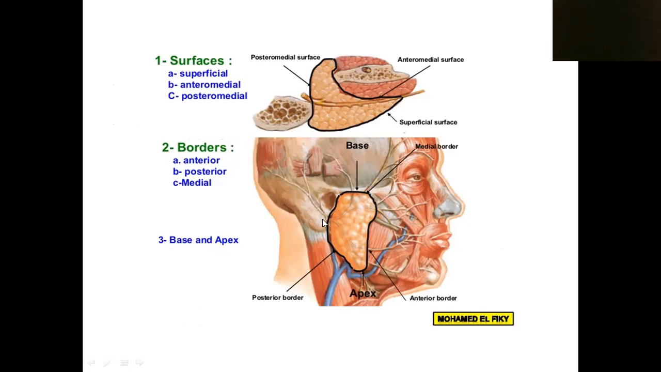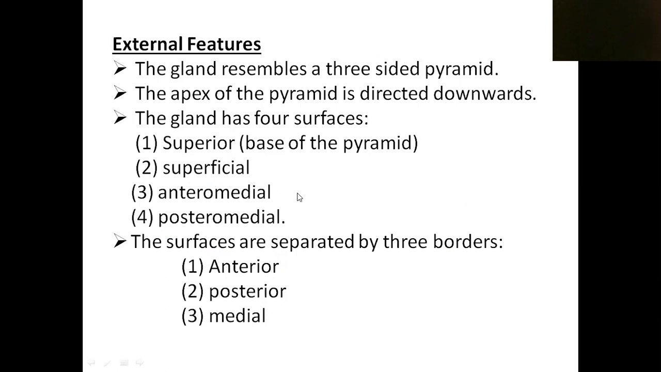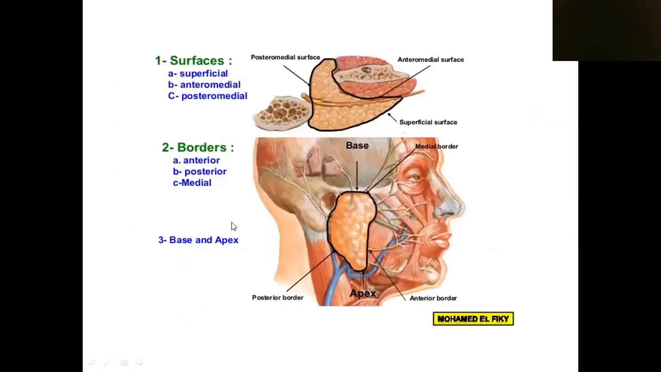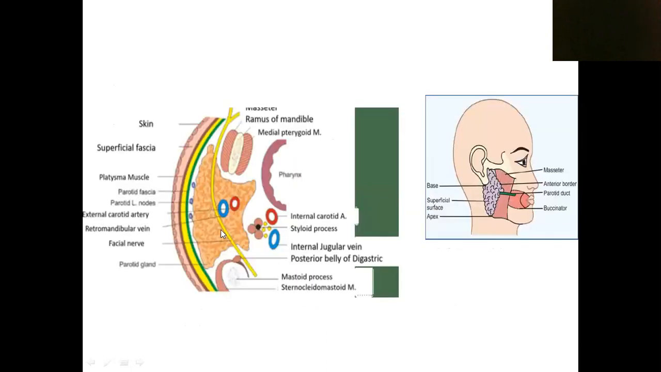So between the anterior border and the posterior border, we have one surface, this flat area. This is the superficial surface. So one surface is clear. Now the anteromedial surface and the posteromedial surface. In order to see them, I am going to take the transverse section, or cross section, of the gland. Transverse section means it divides the structure into an upper half and a lower half. Here in this image, this is the transverse section of the gland in superior view.